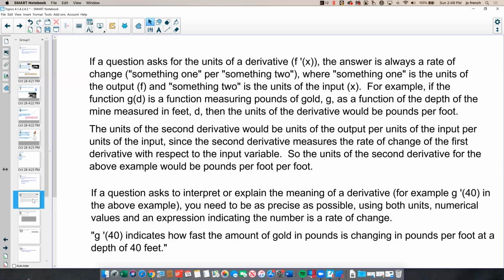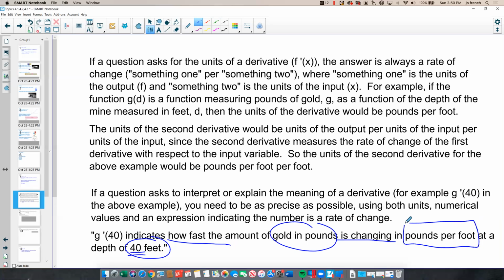Notice how we included all of those criteria. First, we talked about the rate, how fast it's changing. So there's our rate. Then we used the units for both output and input. We used the numbers, and we used the rate units. It's important to include all of those to get full credit for a question that asks about interpretation.